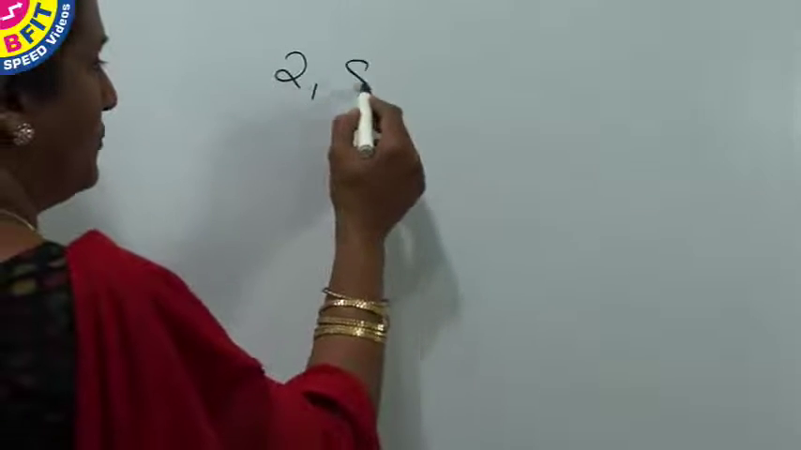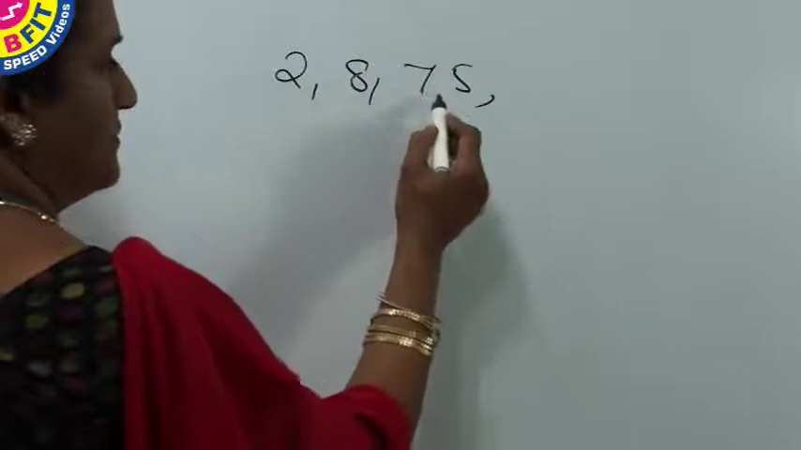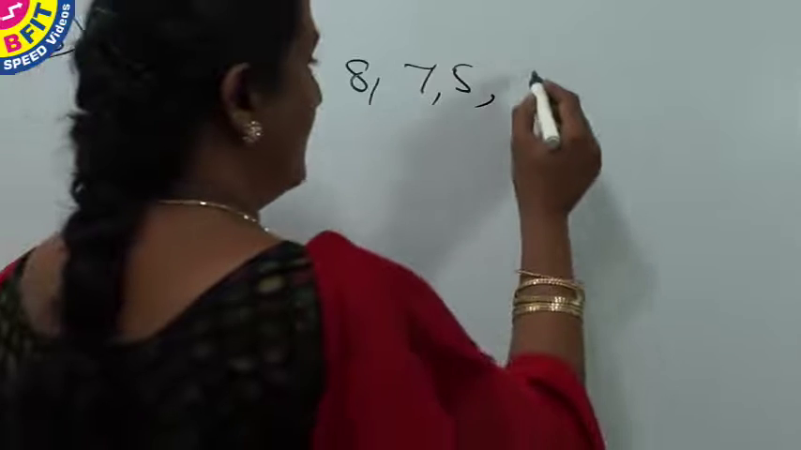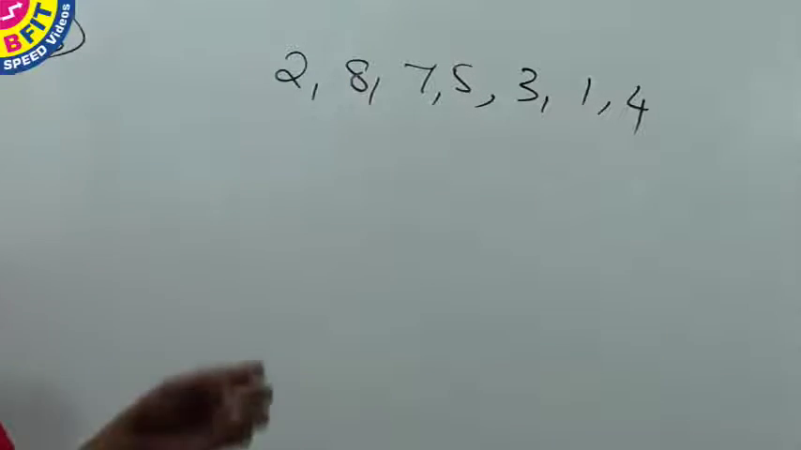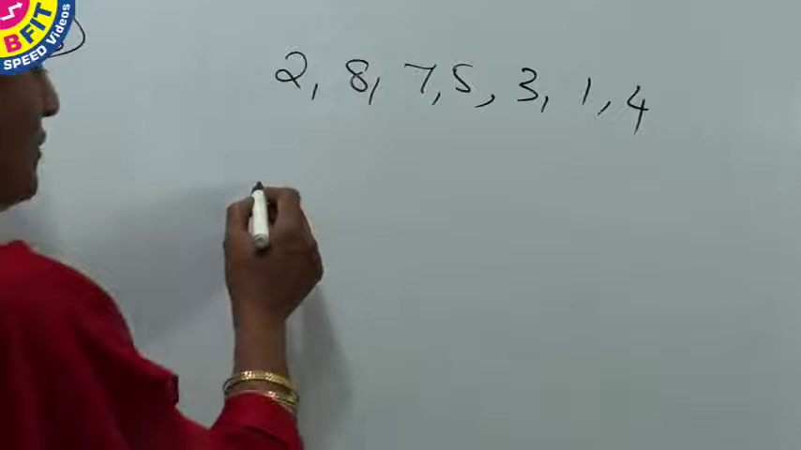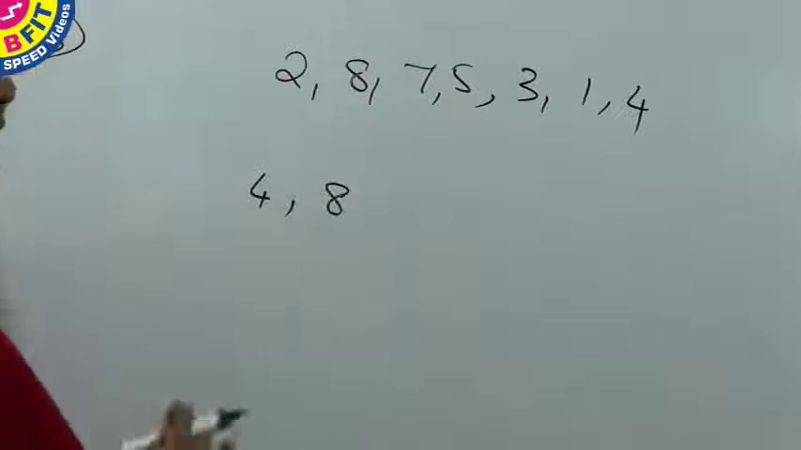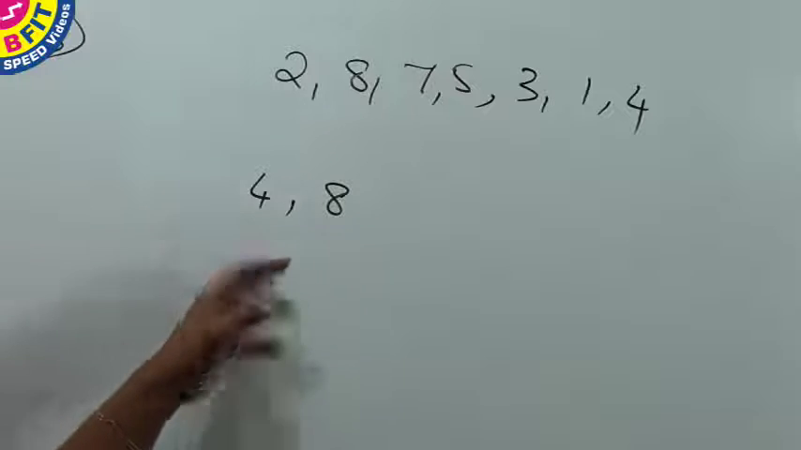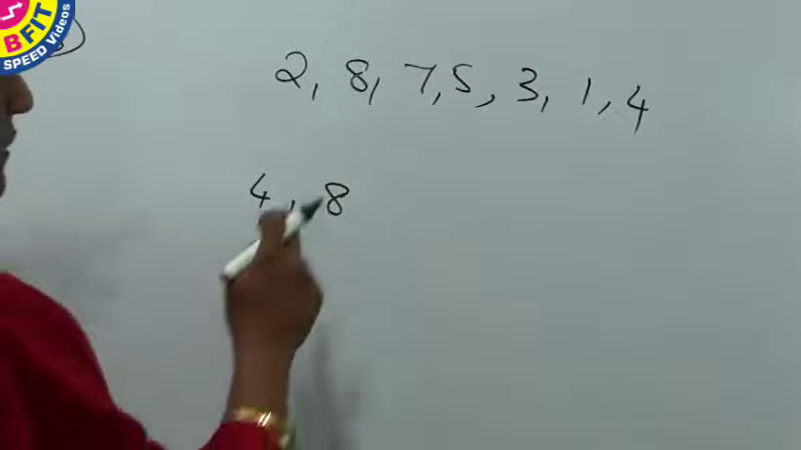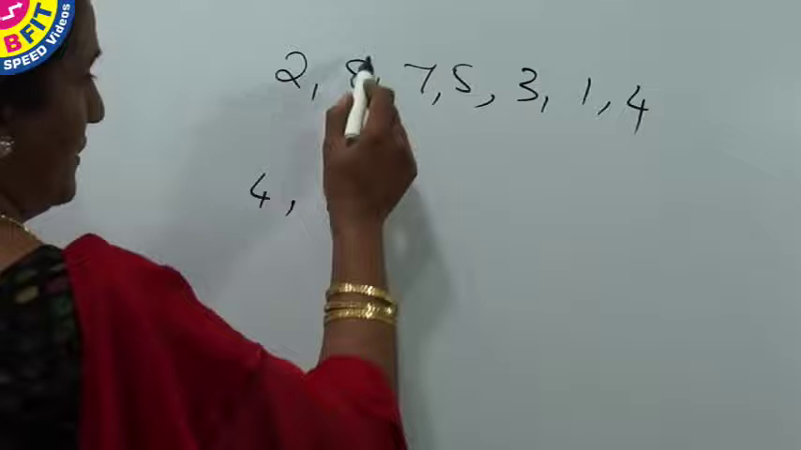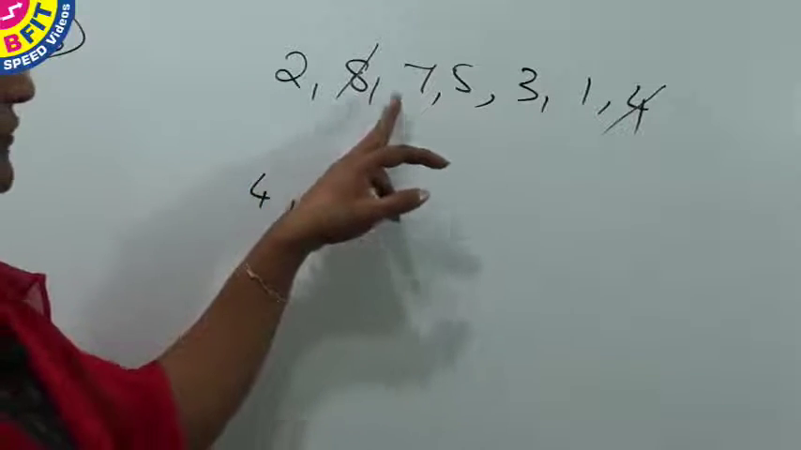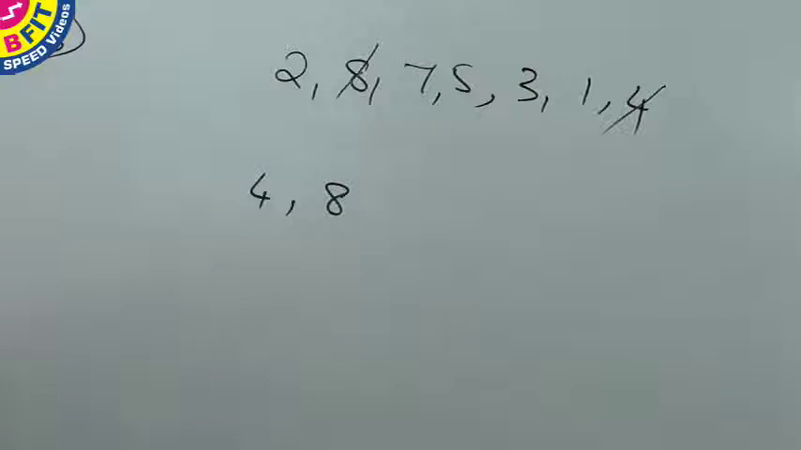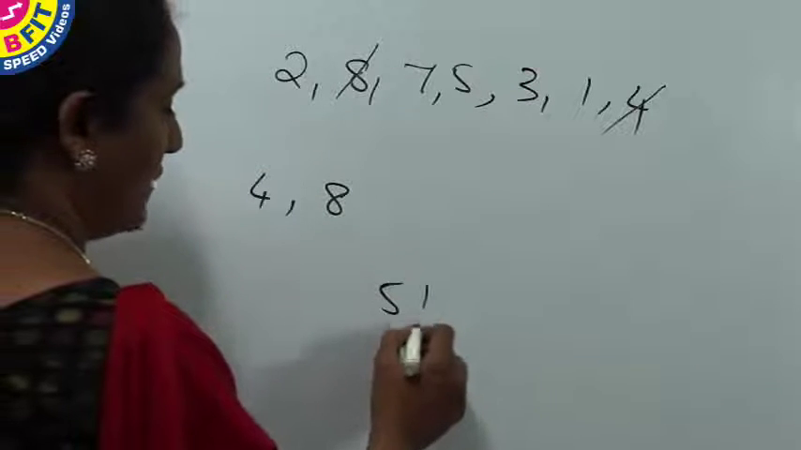The digits available are 2, 8, 7, 5, 3, 1 and 4. The condition is you have to form a number where the number always starts with 4 and ends with 8. The extreme numbers should be 4 and 8. Now you have 7 numbers, and these 4 and 8 don't have any arrangement. So the remaining numbers are 2, 7, 5, 3 and 1. So we have 5 numbers, and we can arrange these in 5 factorial ways.